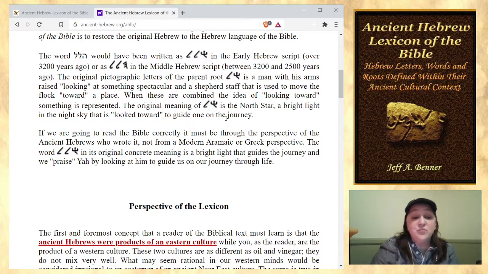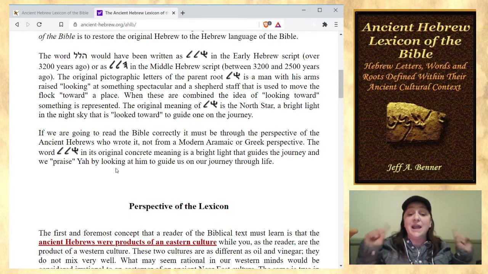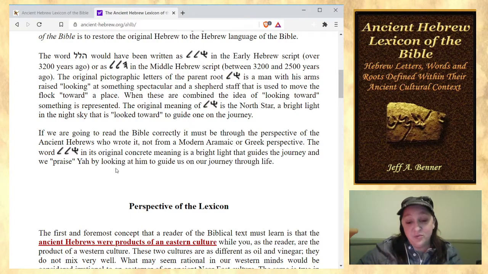If we are going to read the Bible correctly, it must be through the perspective of the ancient Hebrews who wrote it, not from a modern Aramaic or Greek perspective. The word, right here, halal, in its original concrete meaning, is a bright light that guides the journey, and we praise Yah by looking at Him to guide us on our journey through life.